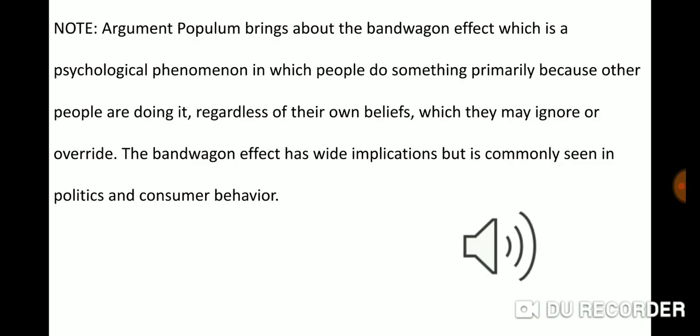Note: argument ad populum brings about the bandwagon effect, which is a psychological phenomenon in which people do something primarily because other people are doing it, regardless of their own beliefs, which they may ignore or override. The bandwagon effect has wide implications but is commonly seen in politics and consumer behavior.